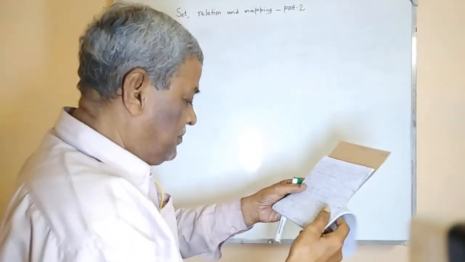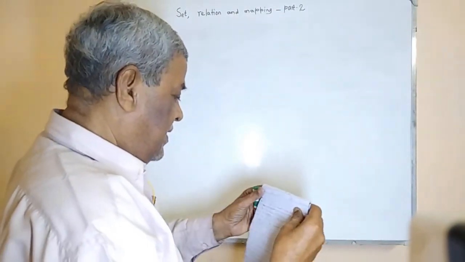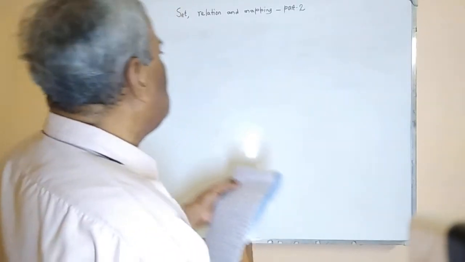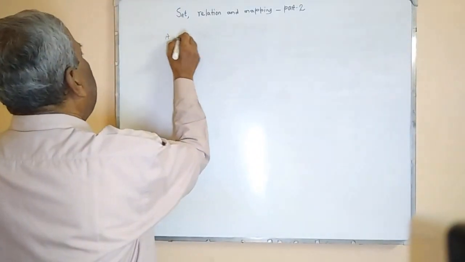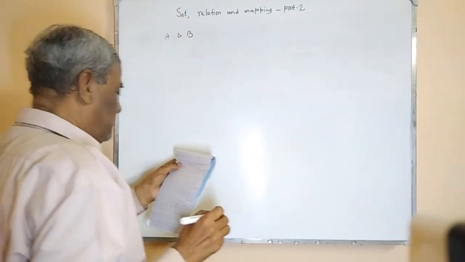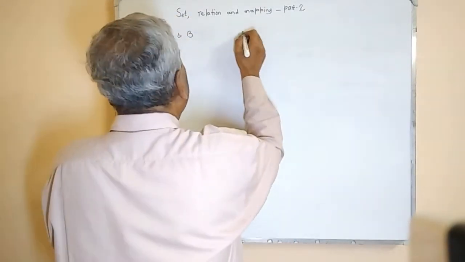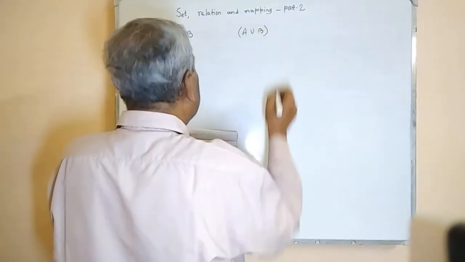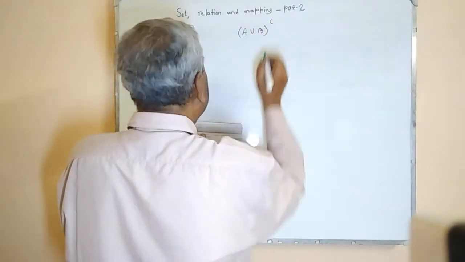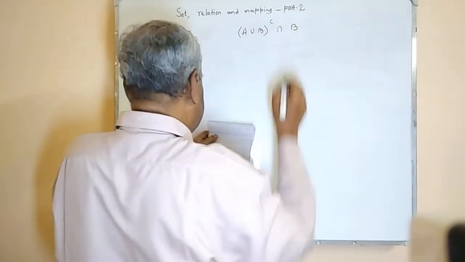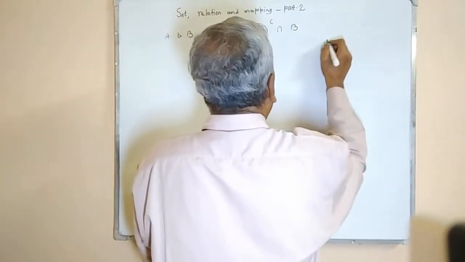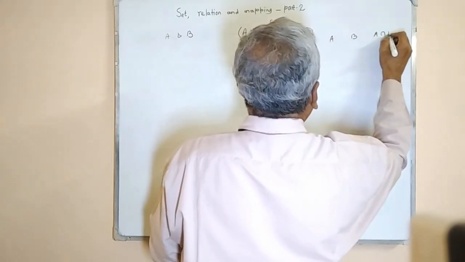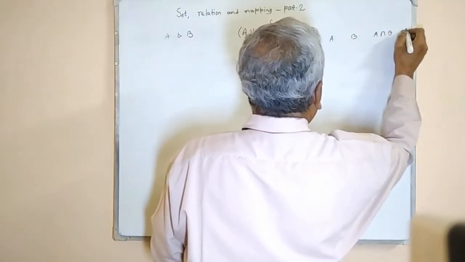Next problem. A and B are any two sets. Then the complement of (A union B), meet B. The options are A, B, A meet B, and null set.